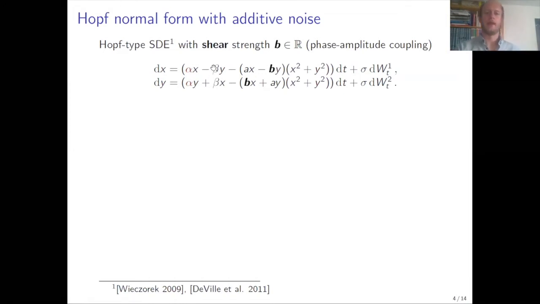And then we have some rotation in the beta. This A is not really important here. Important is that you can include this kind of parameter B, which can also be seen as a shear, so as a phase amplitude coupling. And this doesn't affect the dynamics at all if we look at it in this normal form.